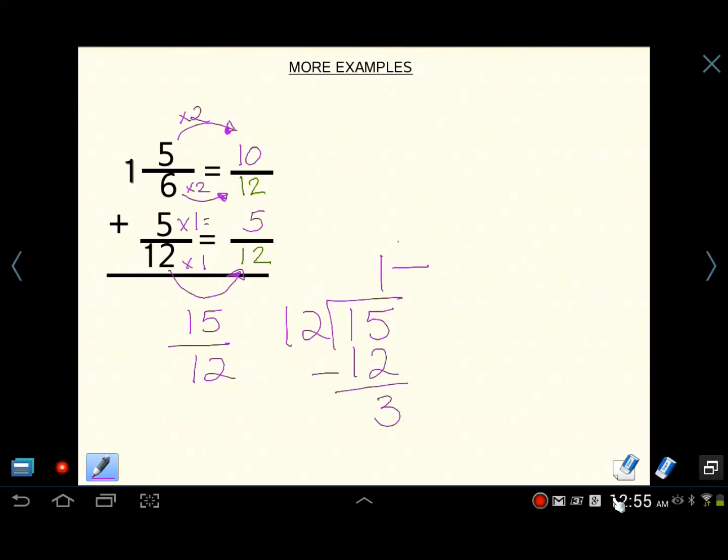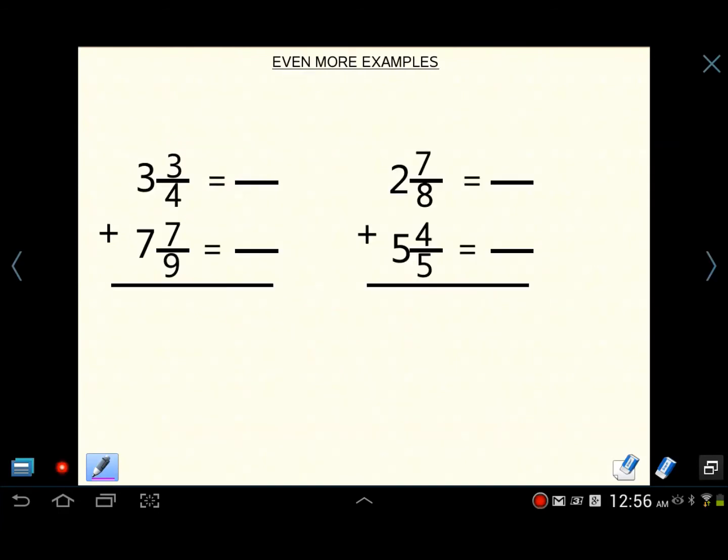You put your numerator on top. 12 stays there. And then reduce it. Go ahead and reduce this. What do 3 and 12 reduce by? 3 works, and so you get 1 1/4. And that's all she wrote. 1 1/4. Okay, here are a couple more examples.